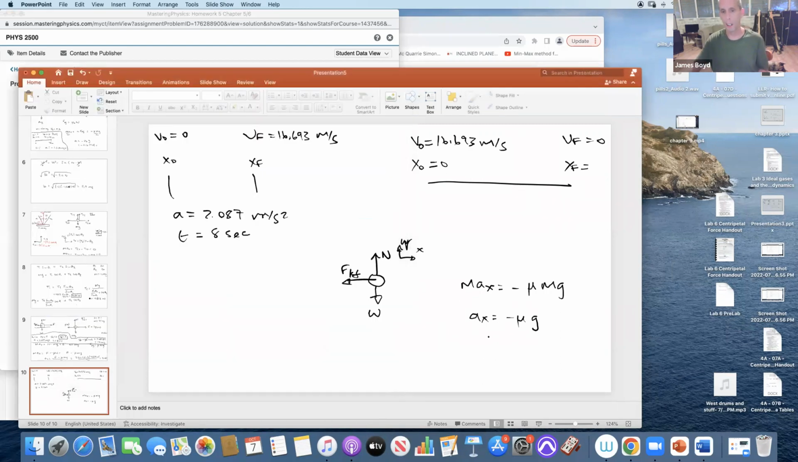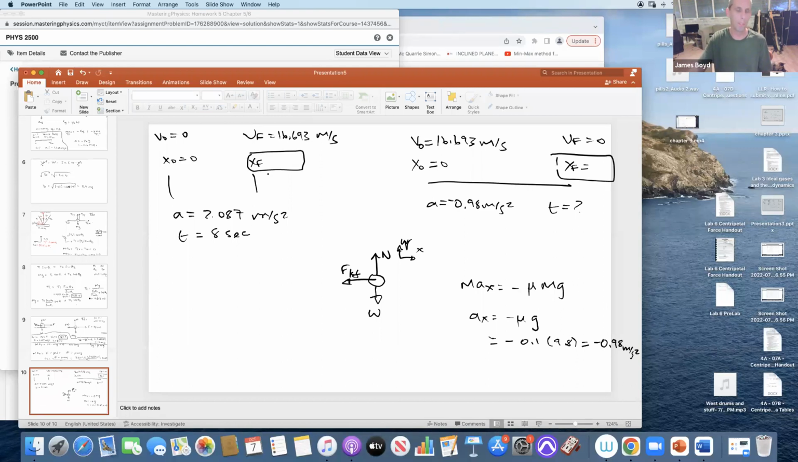So this is negative 0.1 times 9.8, which is negative 0.98 meters per second squared. So we know our A here is negative 0.98, and the time is unknown. But we want to find X final, and we need to find X final here as well. We know the time, we know the acceleration, we know V final, we know V initial. We can find it any way we choose.